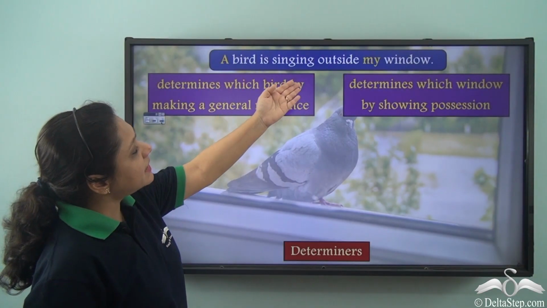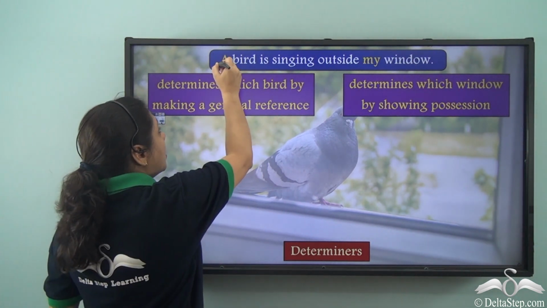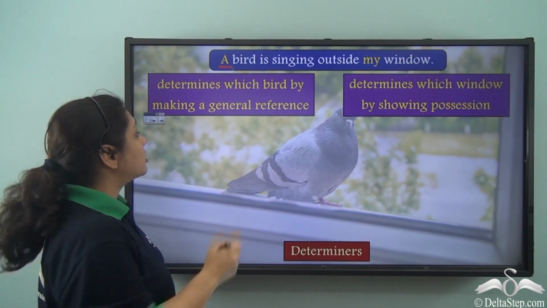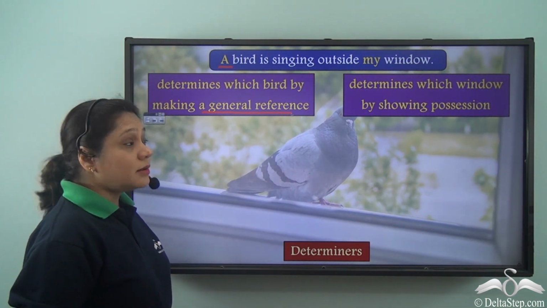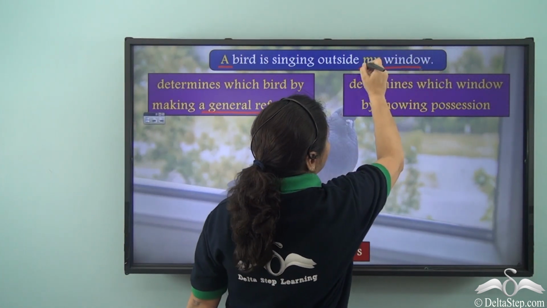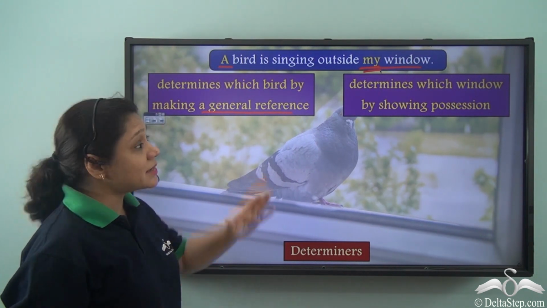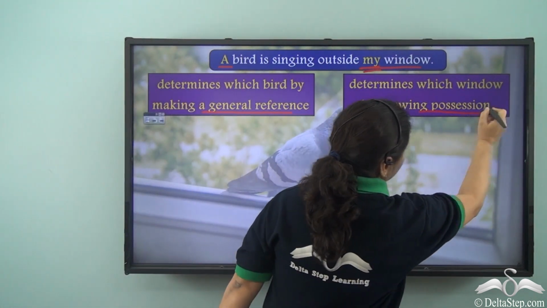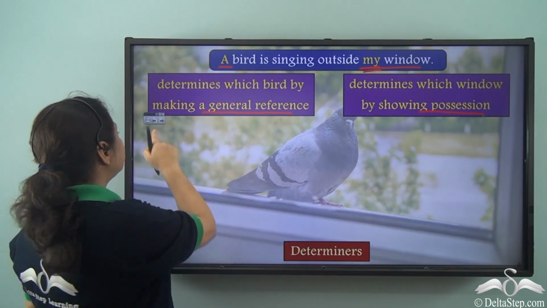A bird is singing outside my window. Now in this sentence, a is referring to a singular bird in general. So it is making a general reference. So it is a determiner. In the same sentence, when I say my window, my is referring to a particular noun which is window, and it is referring to it by showing possession, my window. Hence, my is also a determiner here.